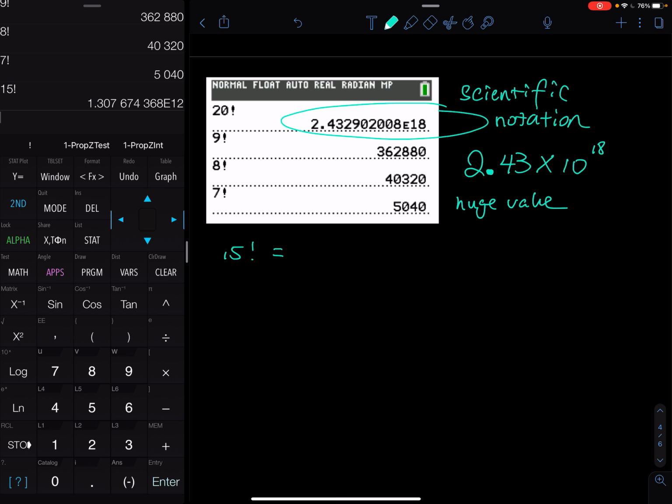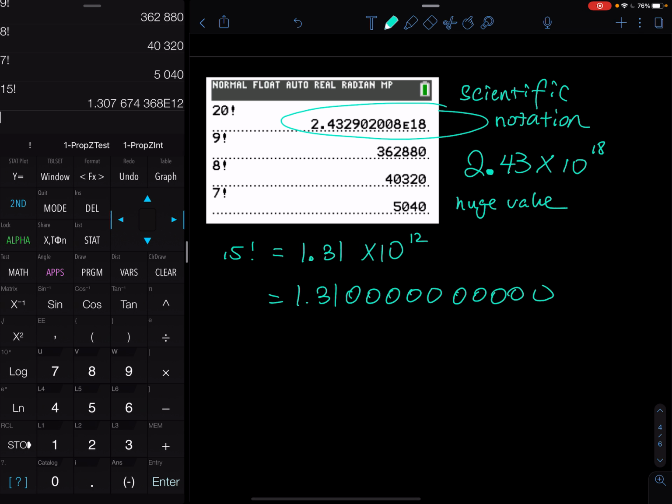According to my calculator, that will be 1.31 times 10 to the 12th power. So what is that equal to? So that is 1.31. The way I do this is I prepare many zeros on the right hand side. So let's do that. And then you move the decimal point 12 steps to the right. So starting right here, 1, 2, 3, 4, 5, 6, 7, 8, 9, 10, 11, 12.